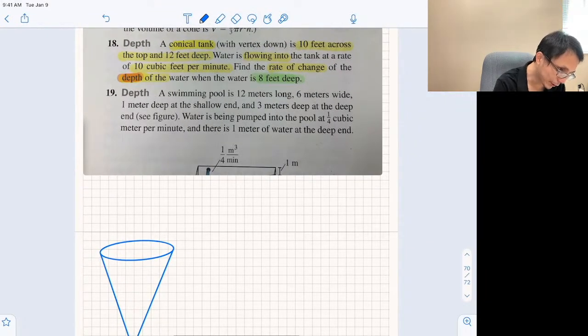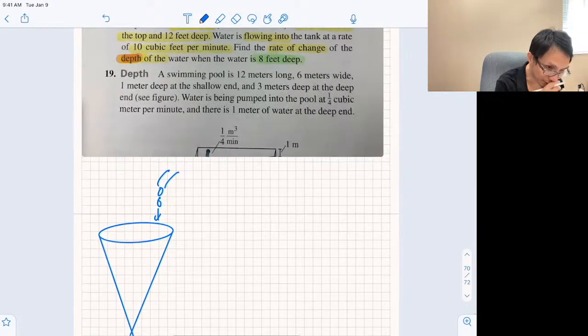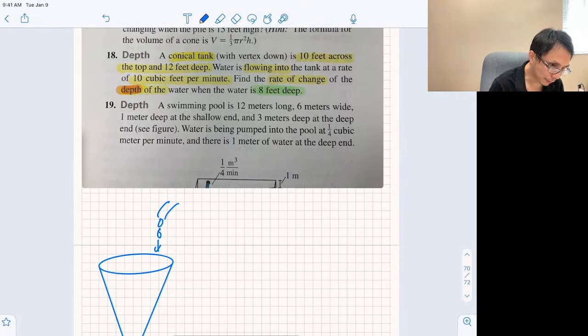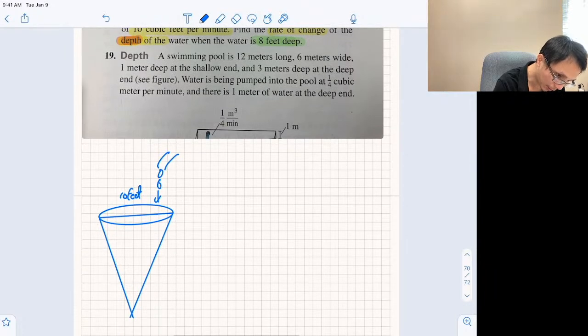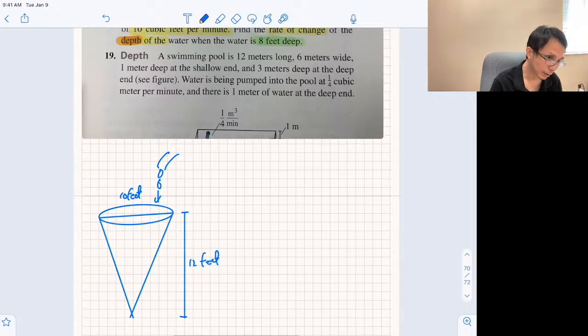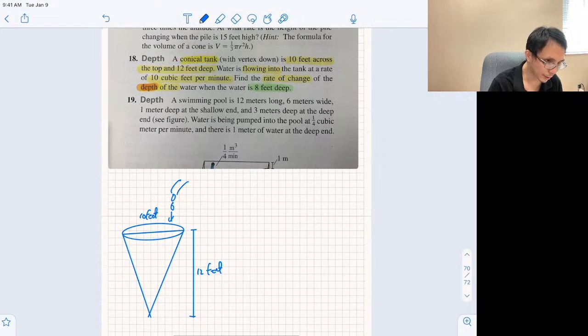So water is flowing in, right? There's water that's going in. But it's 10 feet across the top, so 10 is all the way across the top. So this is 10 feet. And 12 feet from the top to bottom. So that's 12 feet. Right? So then you say, okay, that's great, we got this. And so I'm going to draw another line here.